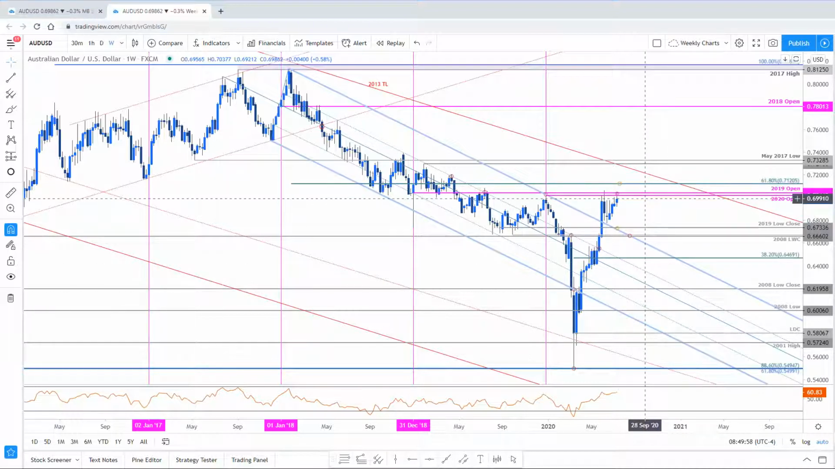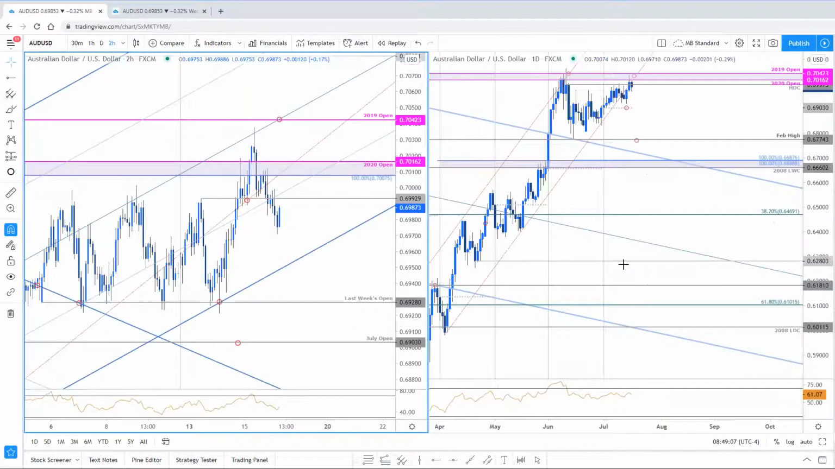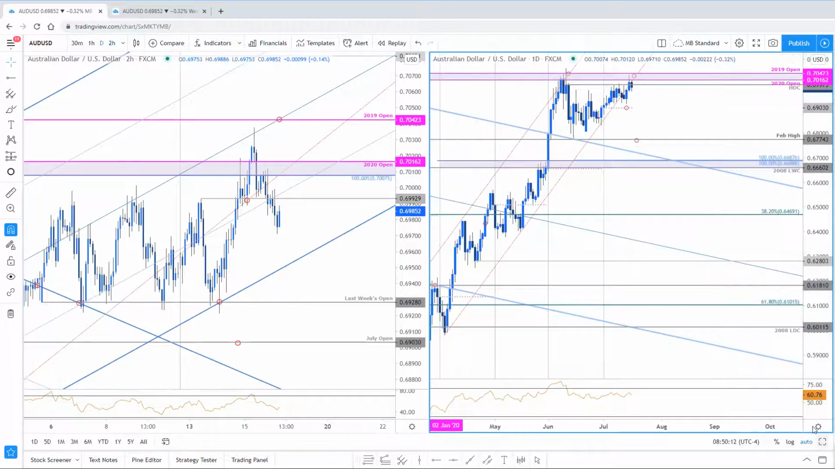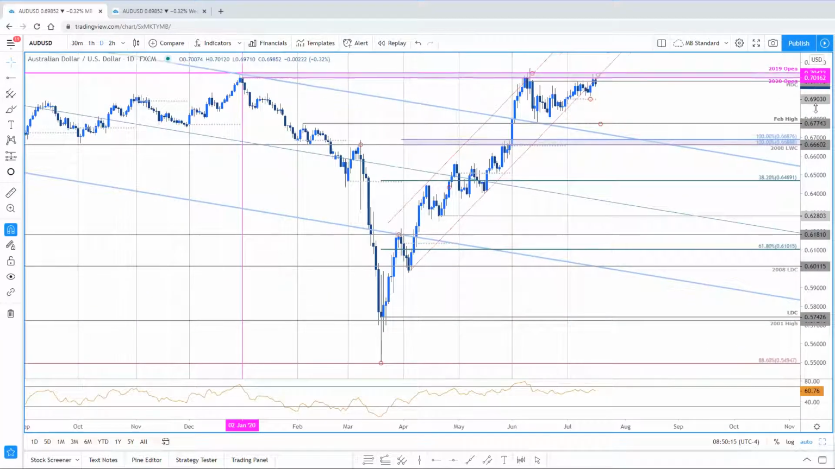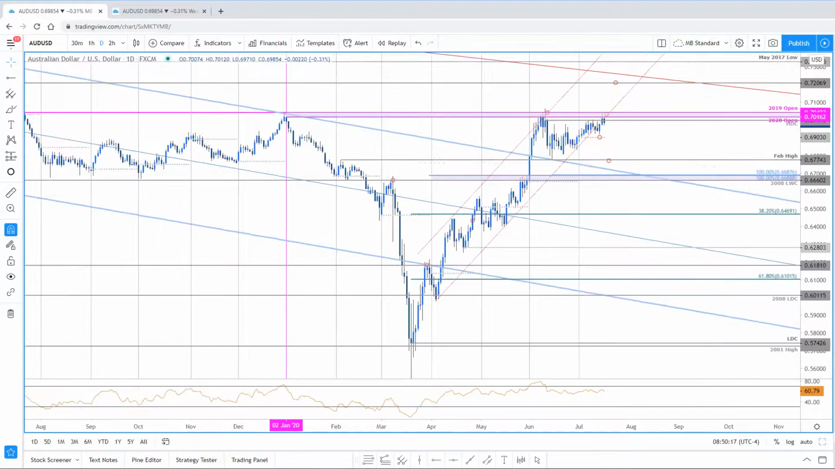All things held constant, we're at resistance. Aussie's at resistance. Okay, that doesn't mean it's not going to break. It means we need to look for some sort of reaction up here. Here's what it looks like on the daily chart. I mean, come on. Look at this thing. Can't make this stuff up.